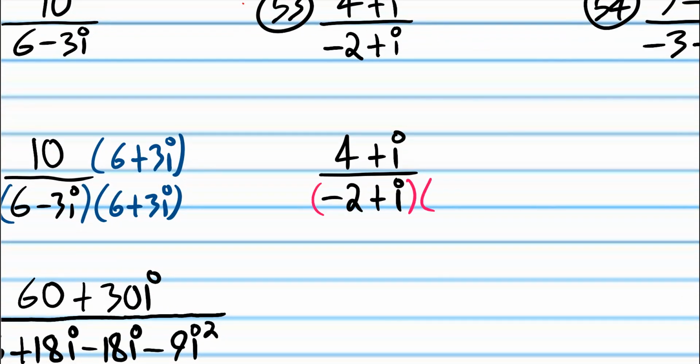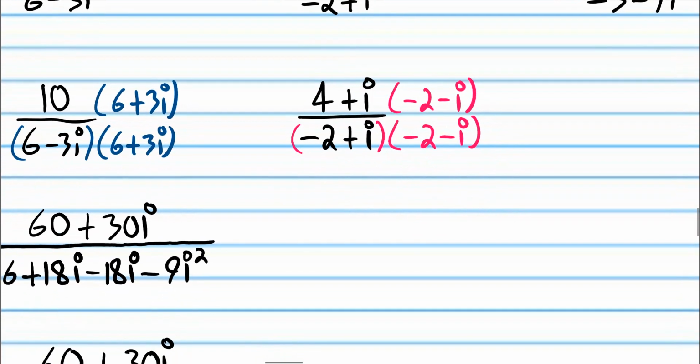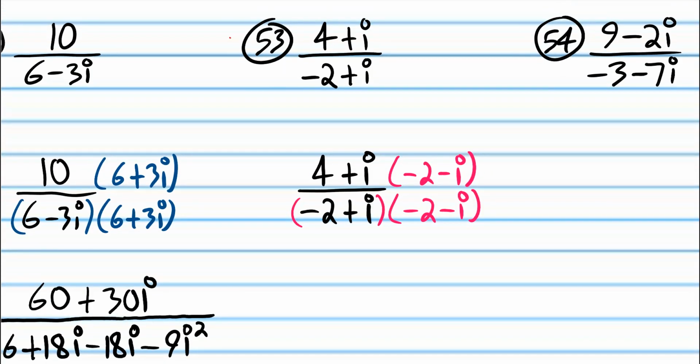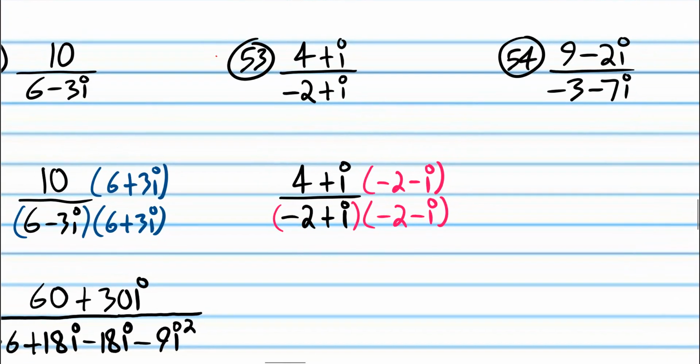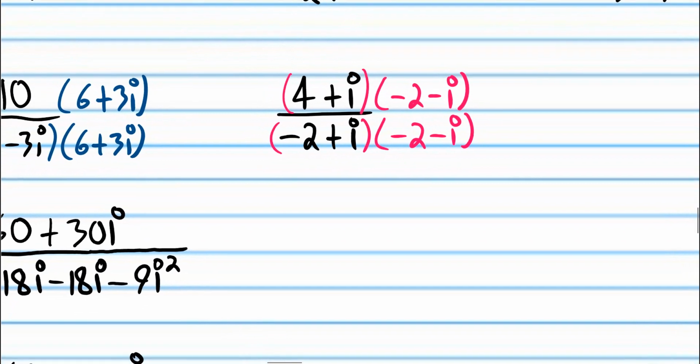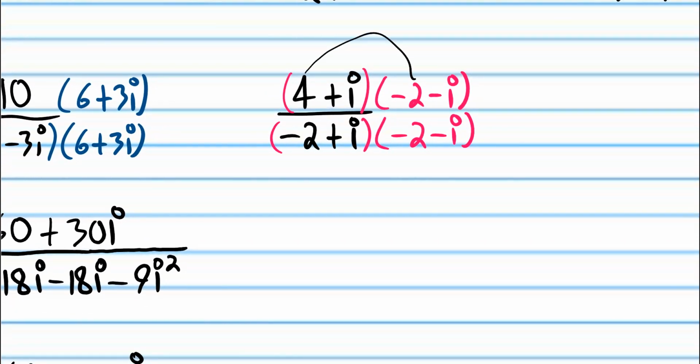Again, I need to write parentheses. And I'm going to multiply both sides of the fraction by the complex conjugate. And I need to write parentheses in the numerator also. What's different about this problem is that we have i's in the numerator and the denominator. You see that? But the process is really going to be the same. It's not going to be much different at all. So I'm going to use FOIL in the numerator and the denominator.